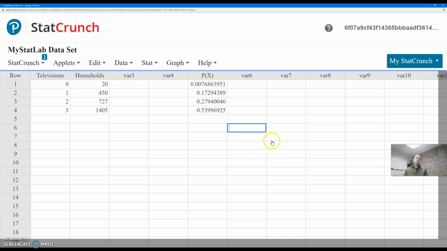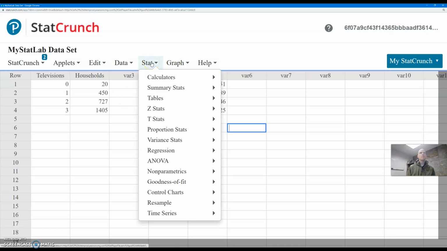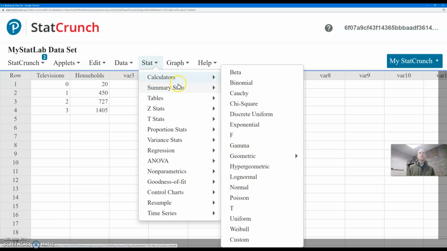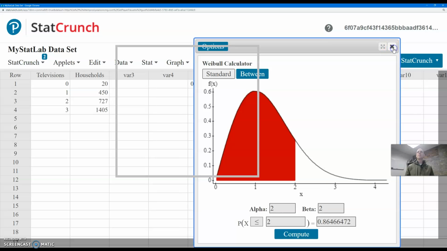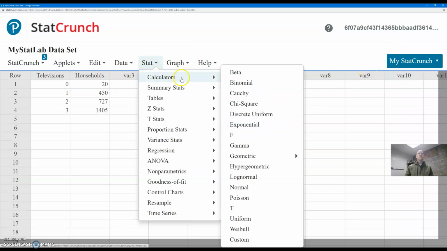Okay, but something else that StatCrunch can do that's going to be helpful later on is it can give you the mean and standard deviation using a calculator. So what we're going to do is go ahead and hit Stat. Remember, this is a discrete probability distribution. We're going to go to Calculators and go all the way down to Custom. Okay, not that. Sorry about that. Stat, Calculators. Okay, there's the custom one.